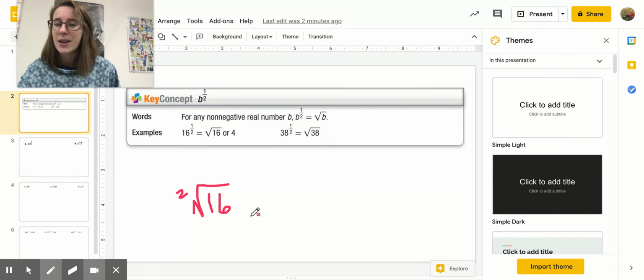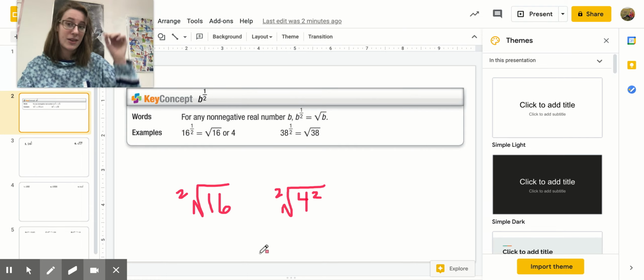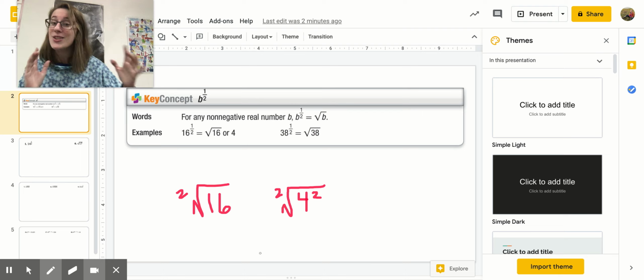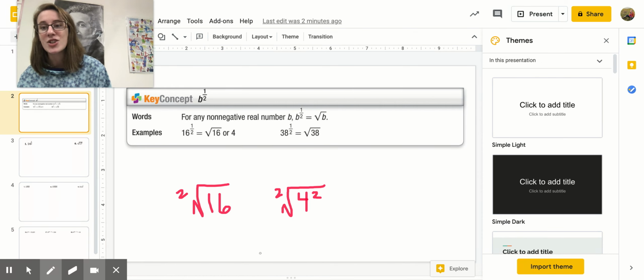If you think about it, 16 could also be written as 4 squared. So the reason it's sometimes kind of nice to write those roots is because 2's here and 2's here. If you have an exponent and a radical, they undo each other. They're opposites, just like negative and positive are opposites, and multiplication and addition are opposites.